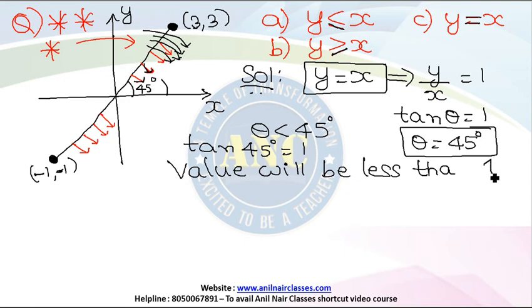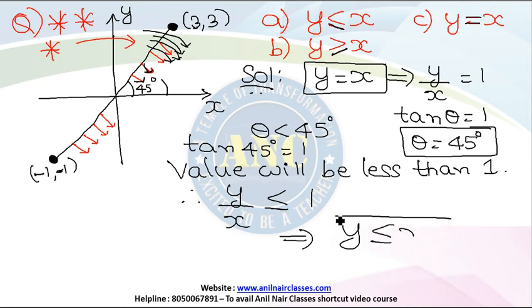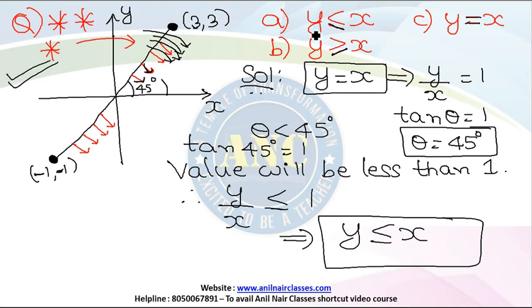I hope you are able to understand. That means earlier it was y by x equal to 1. Now it will be less than or equal to 1. Or in simple language, y is less than or equal to x. So the equation which is satisfying this graph is option A, y less than or equal to x.